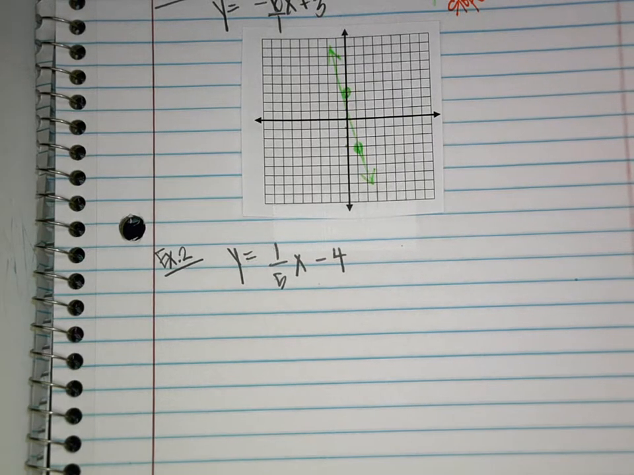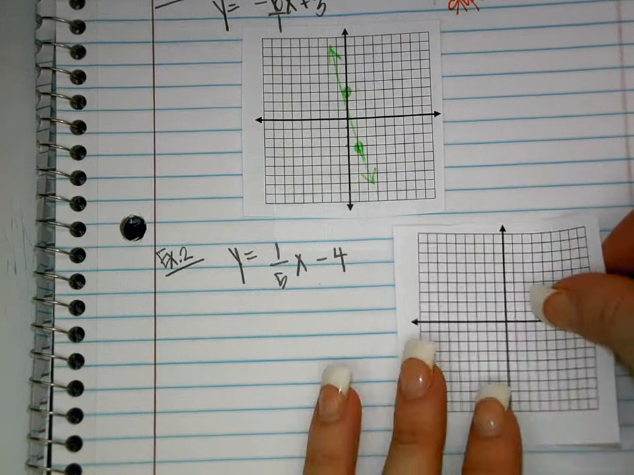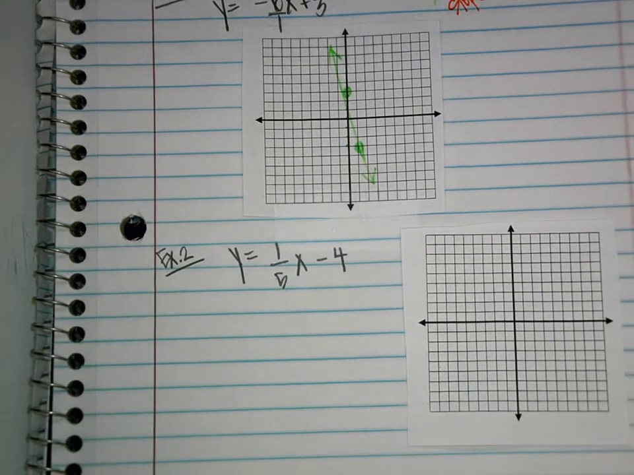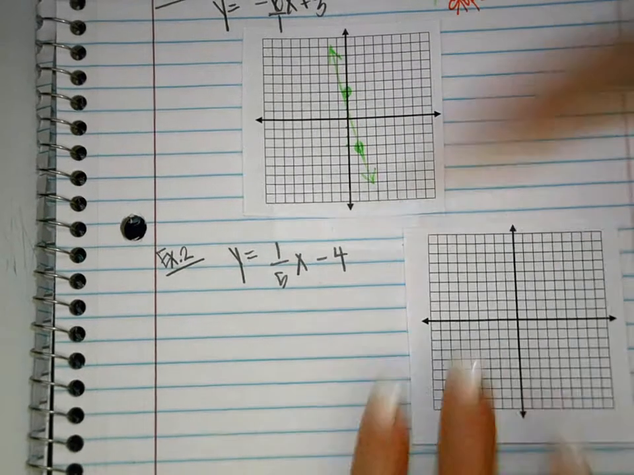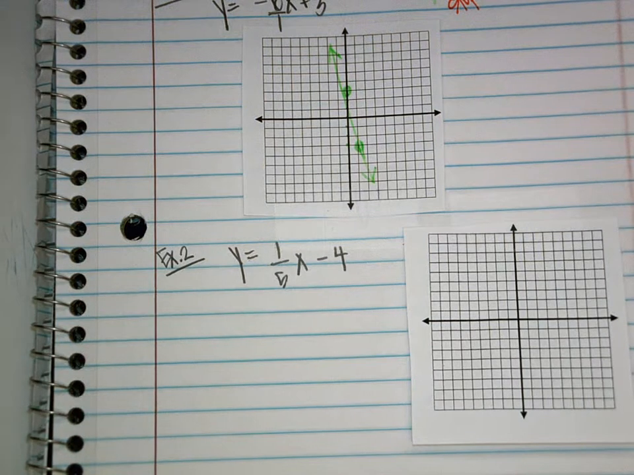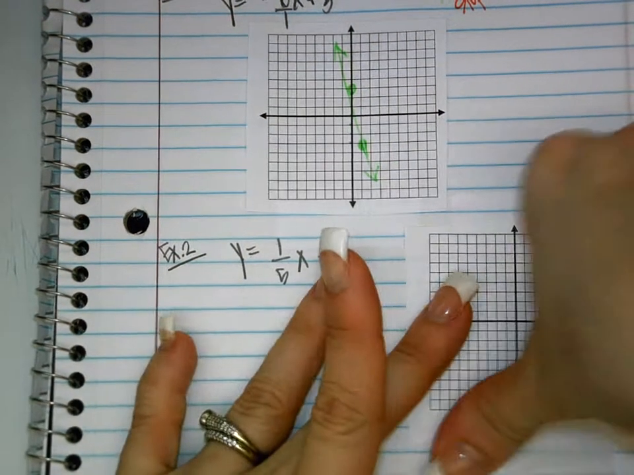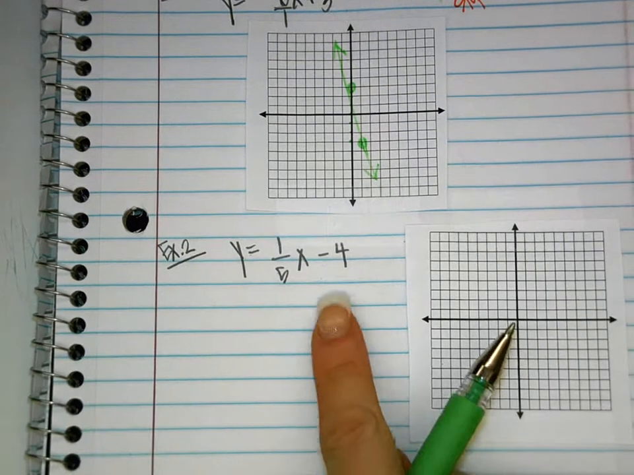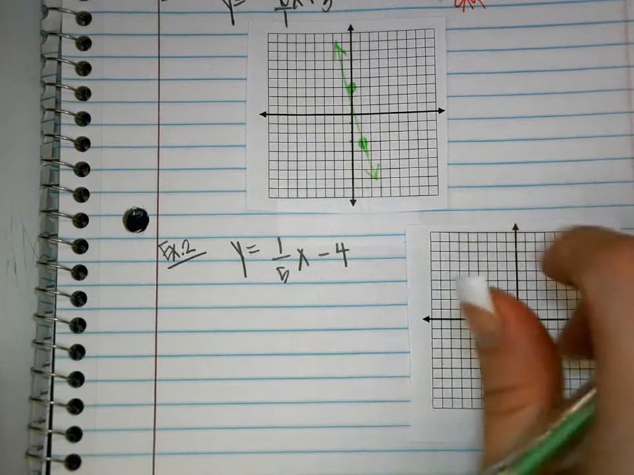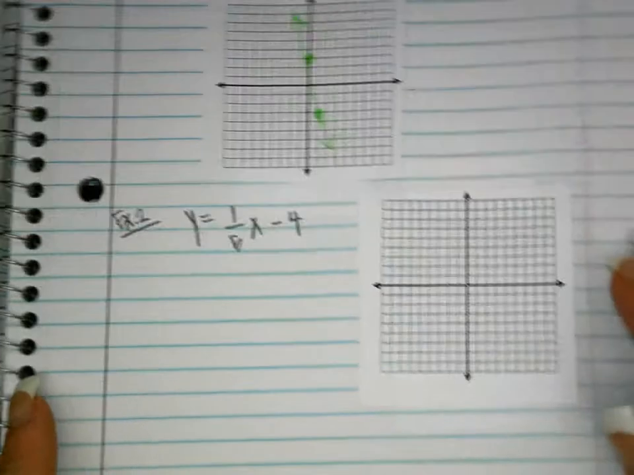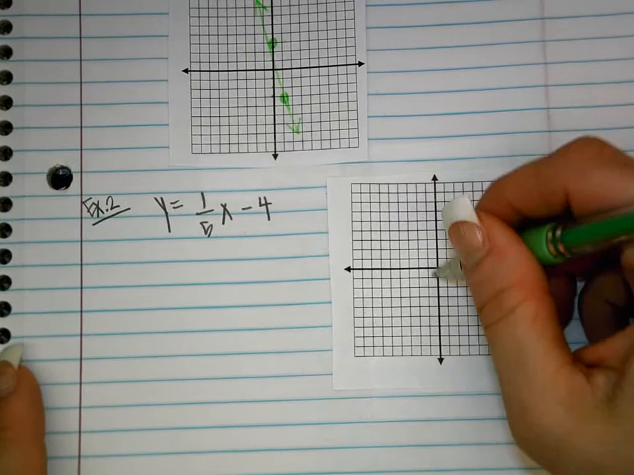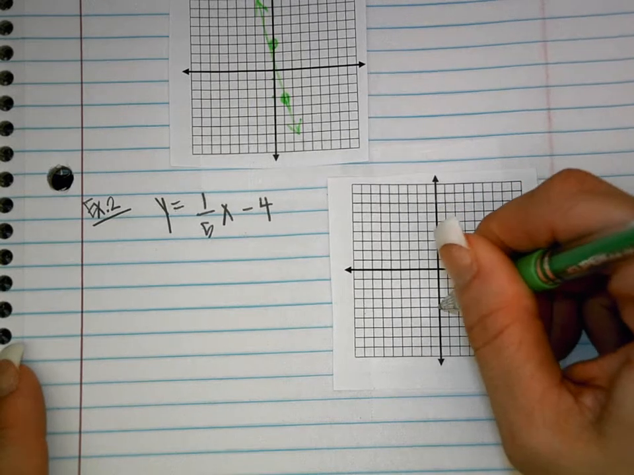Y equals 1/5 x minus 4. Where do I make my first point? Negative 4. Negative 4, because that's called the what? Y-intercept. The y-intercept. So it intercepts the y, which is the up and down or side to side? Up and down. It crosses it at negative 4, so you put a point, 1, 2, 3, 4, down 4.